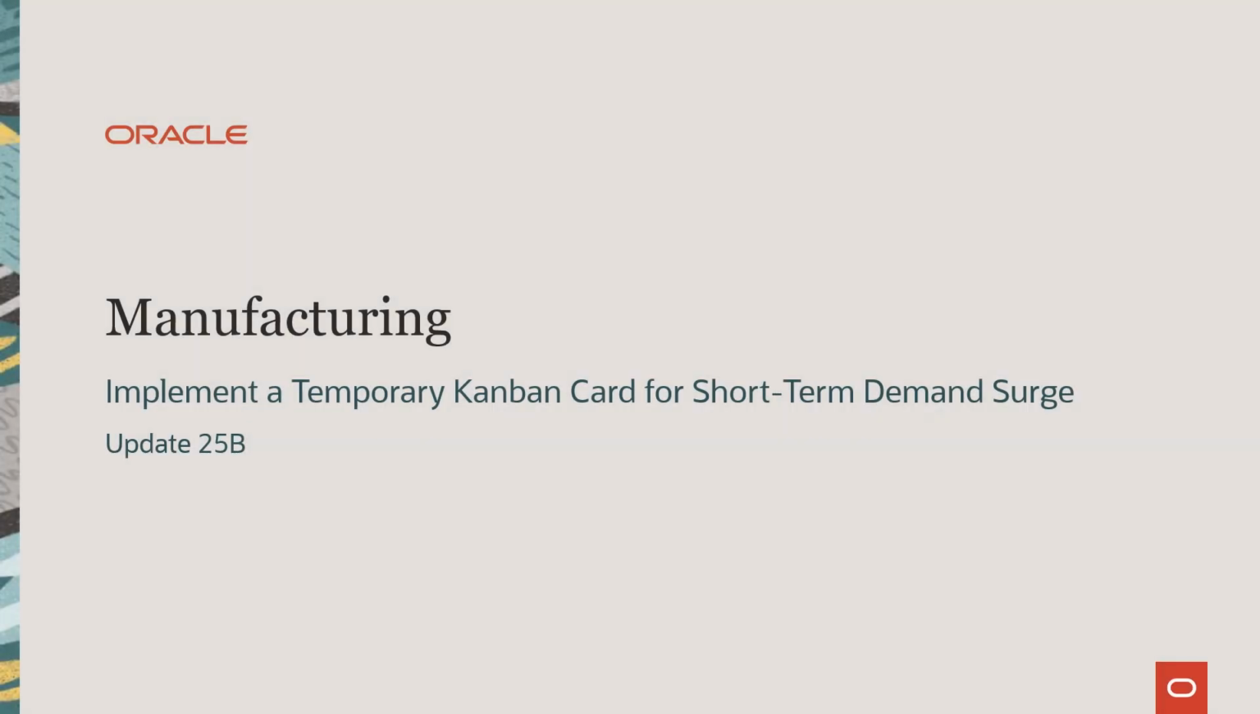Welcome to the demo of the 25B feature. Implement a temporary Kanban card for short-term demand surge in Oracle Fusion Cloud Manufacturing.